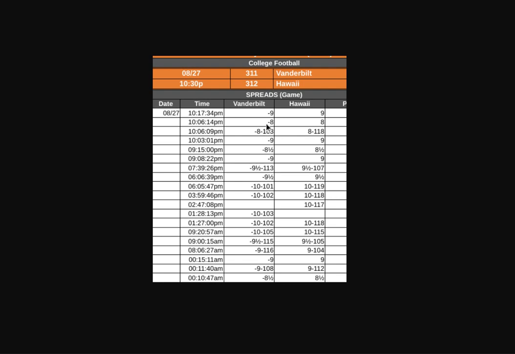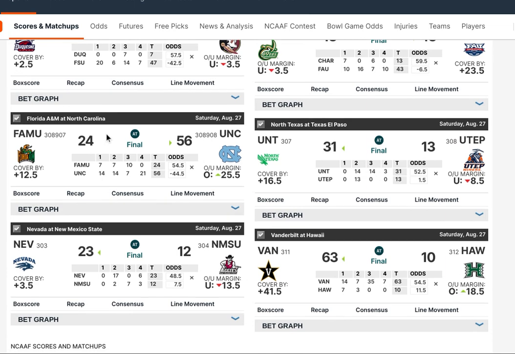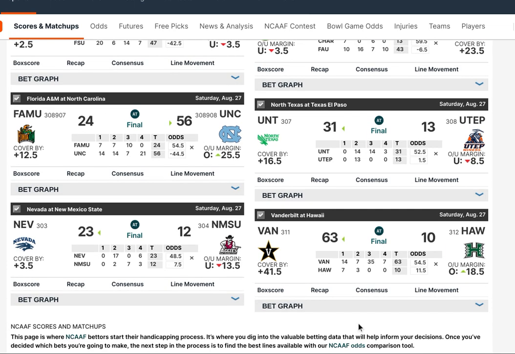And look what happens, very subtle at the end. And again, a full point in college football or even NFL, that's significant. I showed you that previous example where it was only a half point of movement. A full point, that's a significant amount. And so at 10:17, 10 minutes before the game, this line bumps back up to 9. So that favors Vanderbilt, and Vanderbilt wins that one in a blowout as well, 63-10.